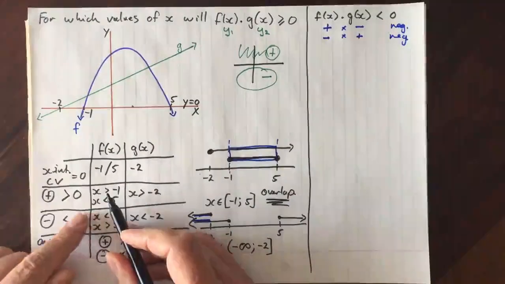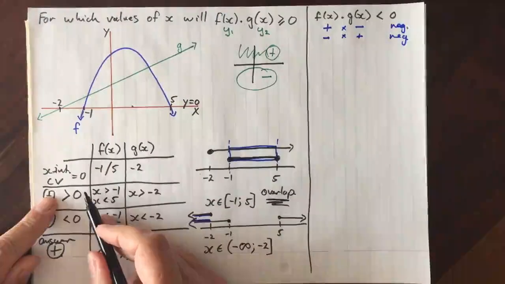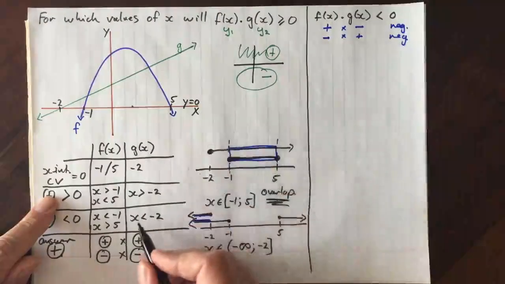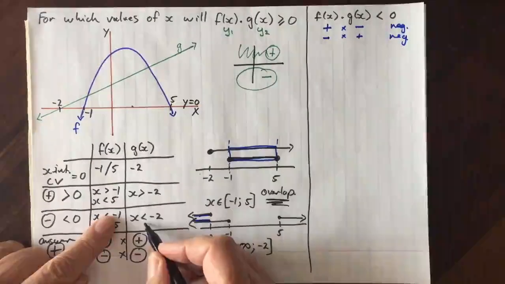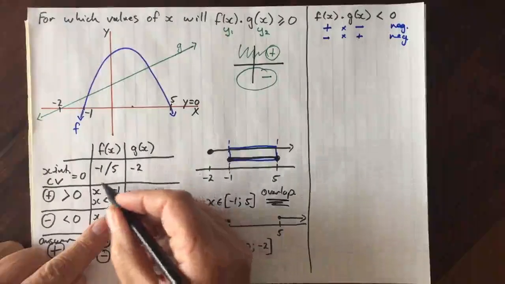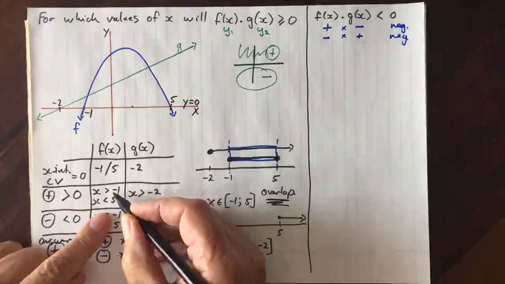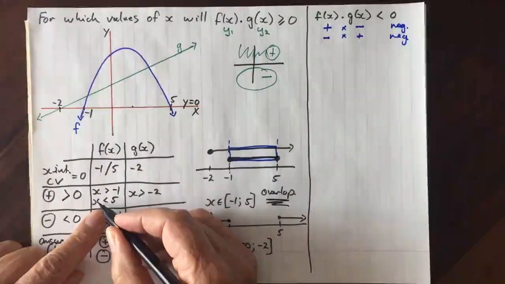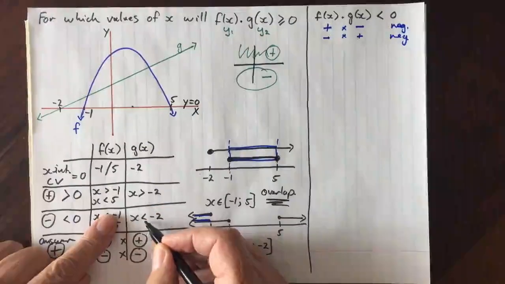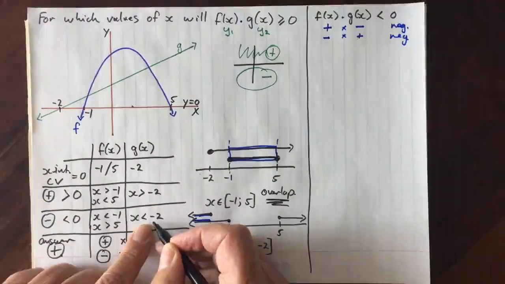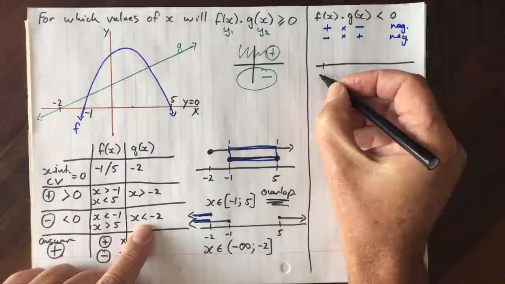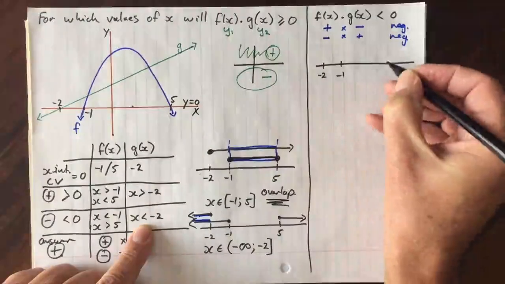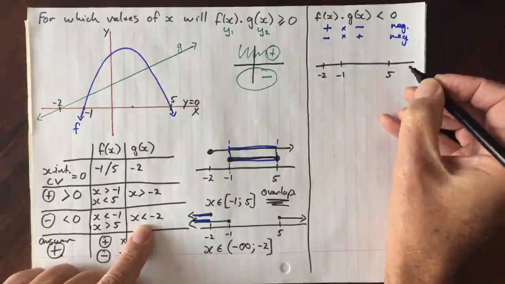Where is f positive and g negative? So it will be those two little squares that we're going to work with. So x greater than -1 and x less than 5, and also this restriction, less than -2. So let's work with the number line again. We have -2, -1, and 5 over there.